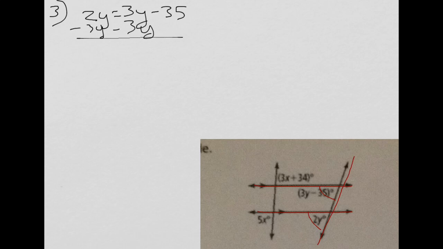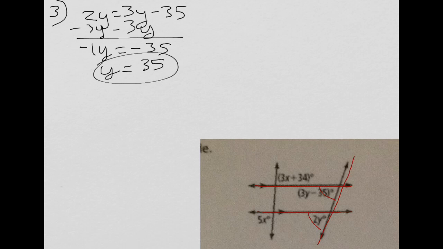So 2y minus 3y is a negative 1y to equal negative 35. Divide by the negative 1, so the value of y is 35. Now if I go ahead and plug it in for one of them, because they're both going to be the same, I'm going to take the easier of the two, the 2y, plug it in, 2 times the 35. 70 degrees are each of those angles.